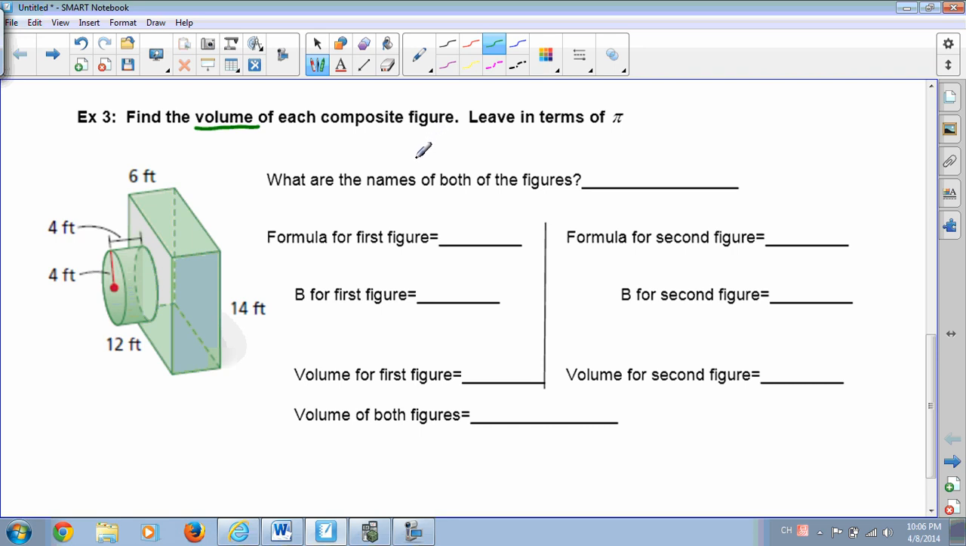We're looking at volume. Okay, so the composite figure, what are the names of both of these figures in this shape? We've got this kind of box with this thing sitting on top of it. This box right here is obviously a prism, and this is a cylinder sitting on top of it. So we have a cylinder and a prism as our two shapes that we're dealing with. So this left side over here, it's separated by this line, we're going to dedicate to finding the cylinder's volume. And this right side over here, we're going to dedicate to finding the prism's volume.